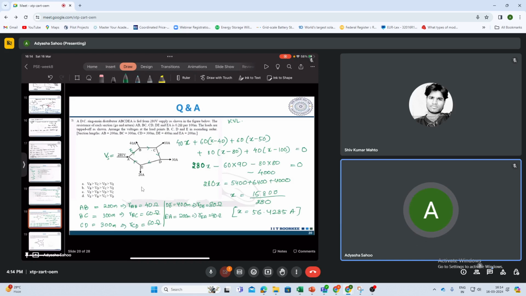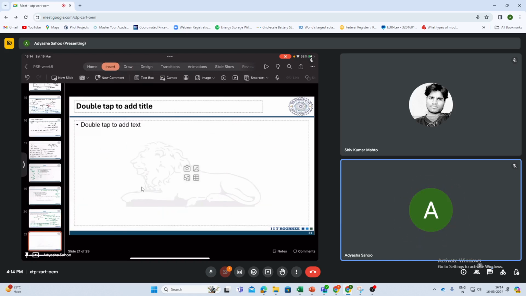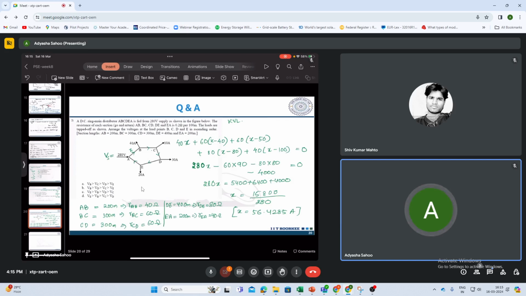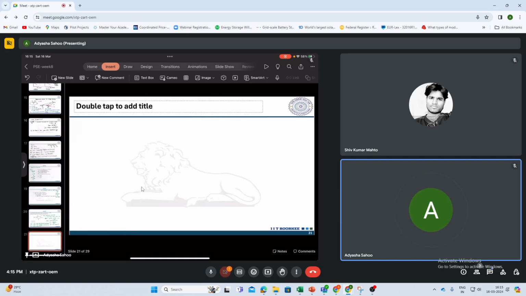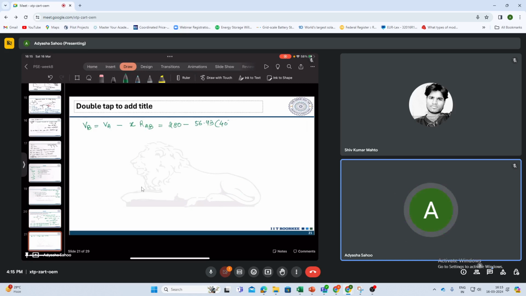Now once we have calculated the current X, we have to calculate the voltages, right? So let me insert a slide. VA is 280, so we'll calculate next VB. So VB will be VA minus X times RAB. VA is 280, and X is 56 point something, we got 4 3. RAB was 40, right? Yes, 40. So we'll get 280 minus 56.43 into 40.